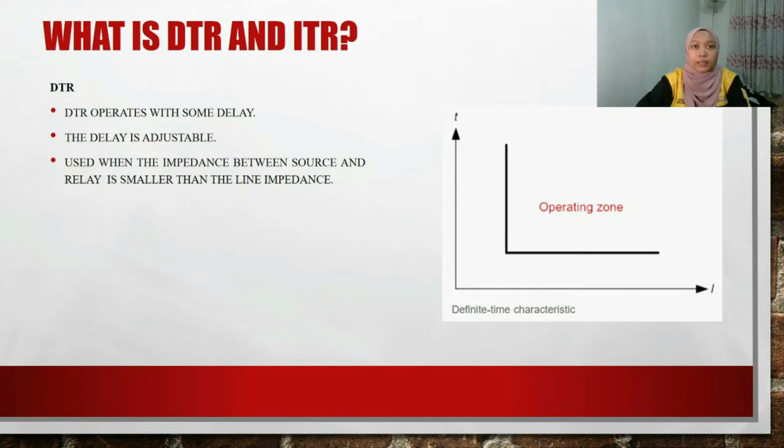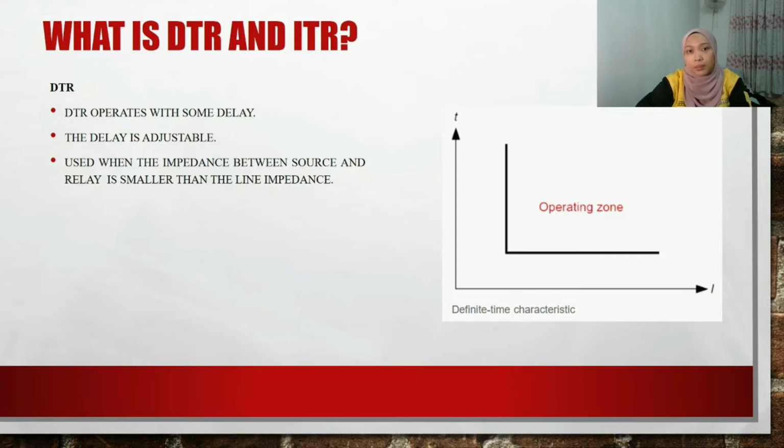DTR is a relay that operates after a definite period of time once the current exceeds the pickup value. In other words, it operates with some delay. The delay is adjustable, and the operating time does not depend on the magnitude of the current above the pickup value.